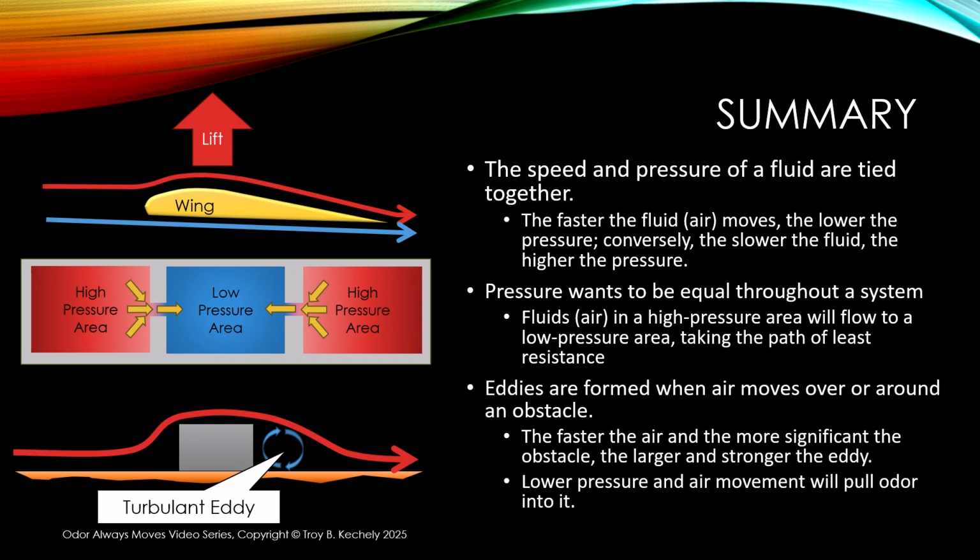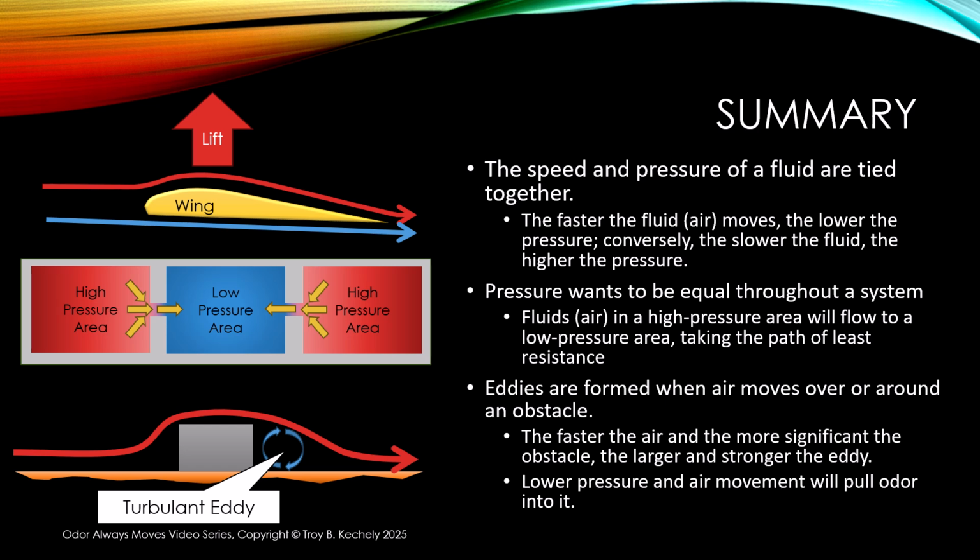So let's summarize things. The speed and pressure of a fluid are tied together. Okay, the faster the fluid, the air in our context, the faster it moves, the lower the pressure, and conversely, the slower the fluid, the higher the pressure. This is in steady state streamlined flows. Okay, as soon as you throw turbulence in there, that all changes.